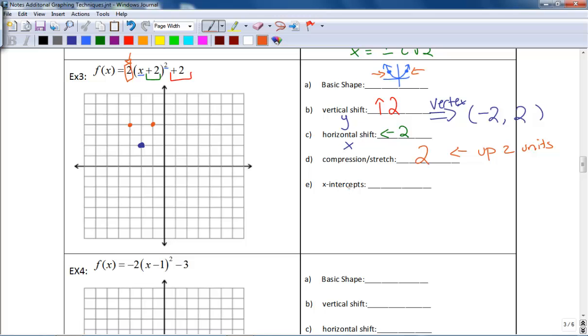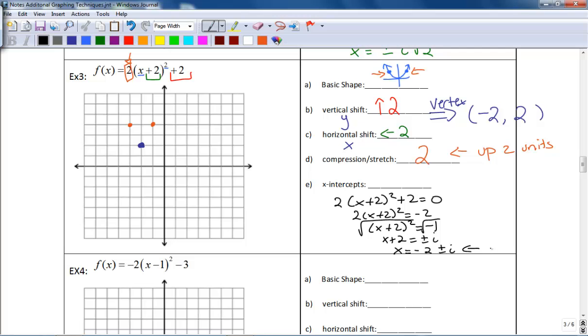Then I'm asked to find the x-intercept. Same thing I did before. I set the function 2 times x plus 2 squared plus 2 equal to 0 and I solve it for x. So subtract 2 from both sides. Divide both sides by 2. Take the square root of both sides to solve and I get that x plus 2 is equal to plus or minus, well, the square root of negative 1 is i. Solving for x I get that x is equal to negative 2 plus or minus i.